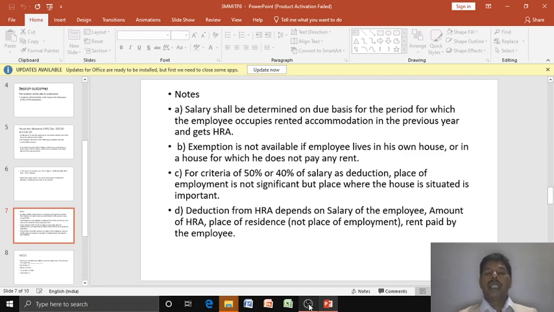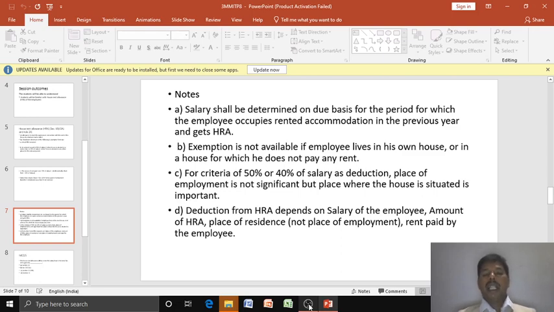Point B, exemption is not available if the employee lives in his own house or in a house for which he doesn't pay any rent. If it is so, he cannot get any deduction. Then, for the criteria of 50% or 40% of salary as a deduction, place of employment is not significant, but the place where the house is situated is important.